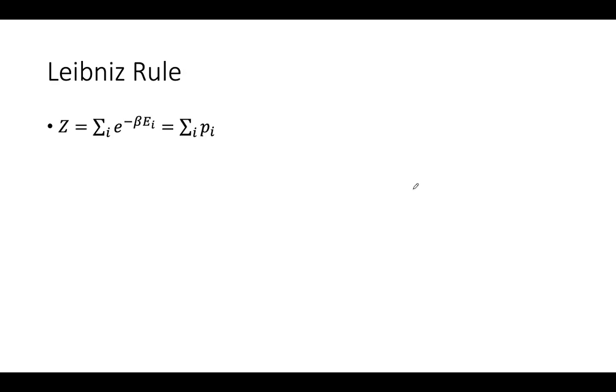Next one is the Leibniz Rule. So suppose you have a bunch of energies, an energy spectrum, right? A bunch of energies, E_i. And you want to evaluate the expectation of these energies. Which energy is the most likely, or maybe something in the middle. Well, in general, you would do a sum of E_i times P_i.